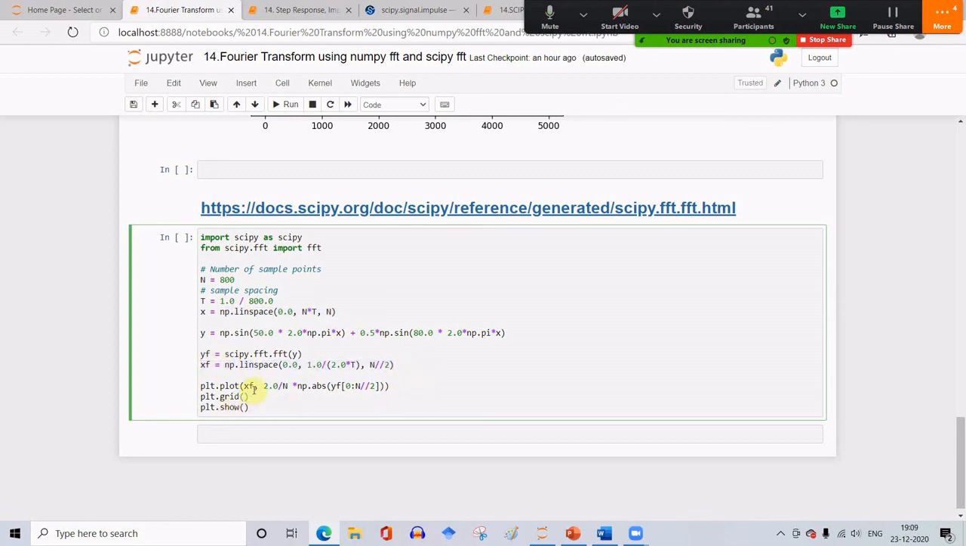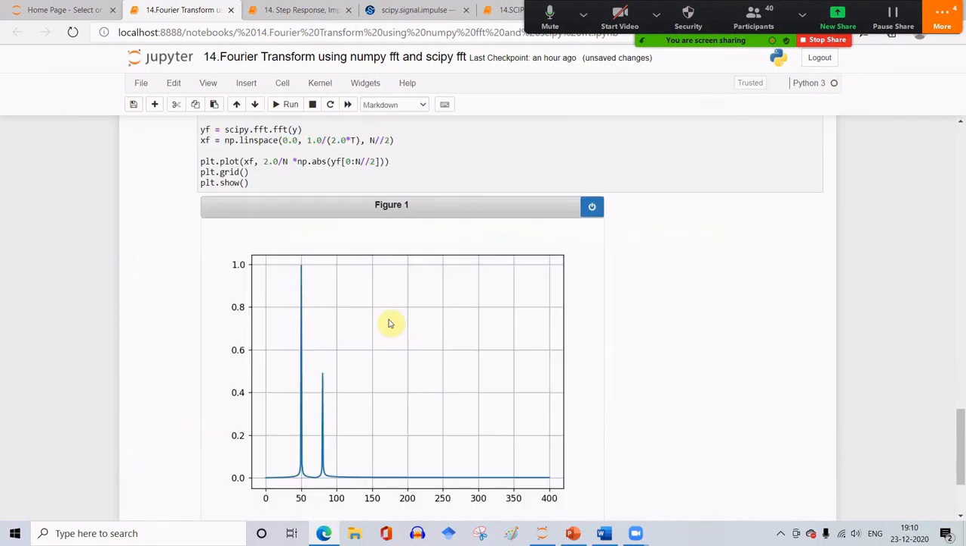And next, plot this xf, that is the x-axis, and for the y-axis, whatever FFT I have got, which is going to be complex, take the absolute value of it and plot it only up to half of the frequency, and multiply by 2 divided by n to make the corrections. Okay. And then plot the grid and show the plot.